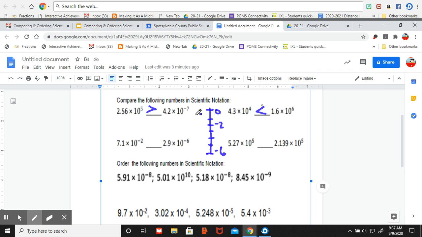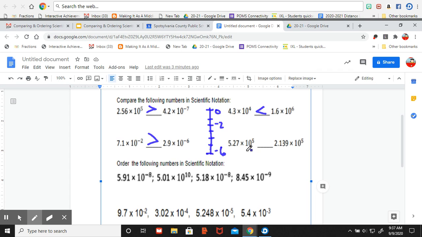The next example, we have two negatives, 7 and 1/10 times 10 to the negative second power, and we're comparing it to 2 and 9/10 times 10 to the negative sixth power. If you look over here, I drew a number line again. 0 is at the top. -2 is closest to 0. -6 is further away. Therefore, 10 to the negative 2 power is greater than 10 to the negative 6 power. Remember, furthest away is smaller.